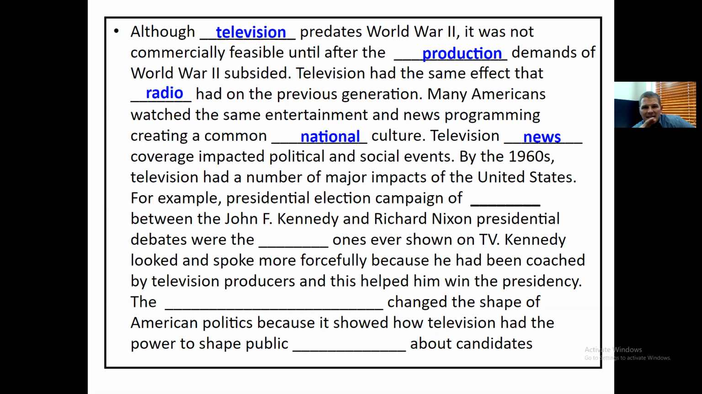By the 1960s, television had a number of major impacts. For example, the presidential election campaign of 1960 between John F. Kennedy and Richard Nixon. The presidential debates were the first ones ever shown on TV. Kennedy looked and spoke more forcefully because he had been coached by television producers, and this helped him win the presidency. Guys, the 1960 Kennedy-Nixon debates changed the shape of American politics because it showed how television had the power to shape public opinions and perceptions about the candidates.